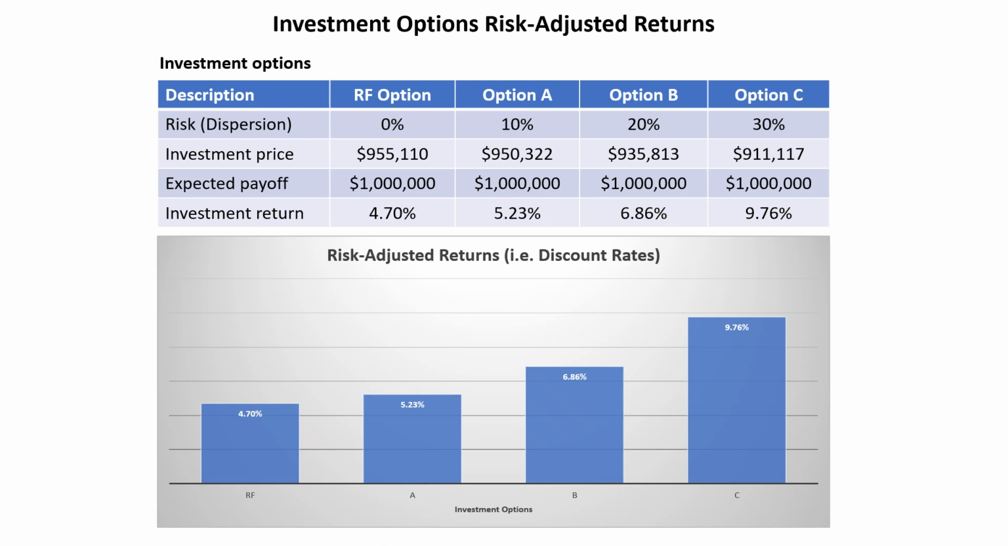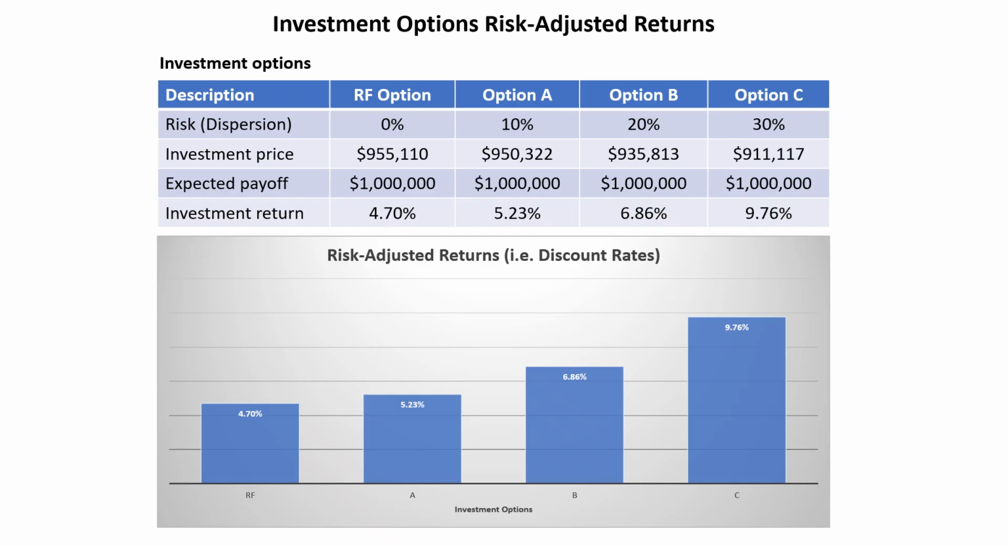So our investment returns are 4.7% for the risk-free, and that makes sense because the 4.7% is our interest rate. Therefore, the investment return on a risk-free investment would be that same 4.7%. Option A would be 5.23%, option B 6.86%, and option C 9.76%. And those percentages are graphed in that bar chart below.